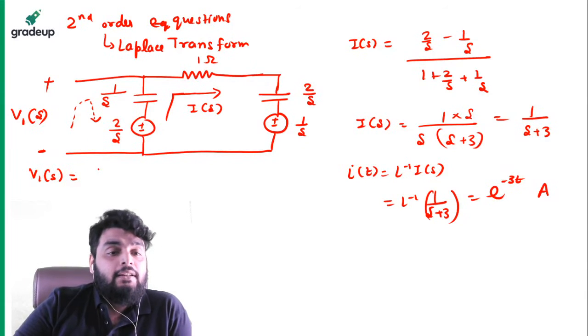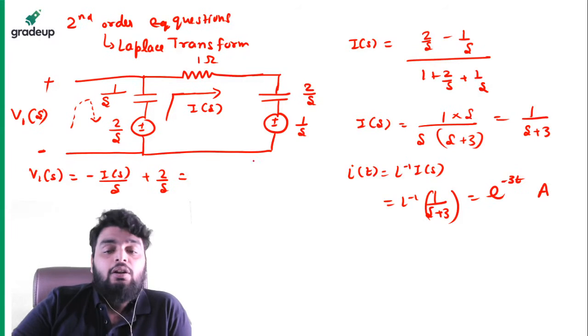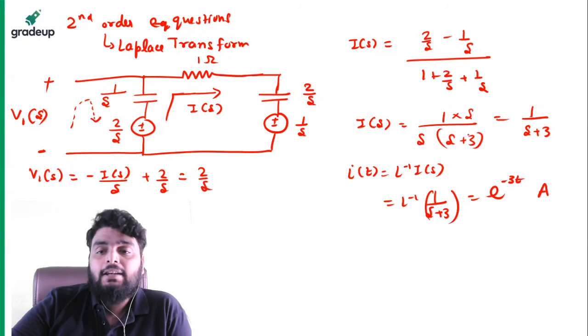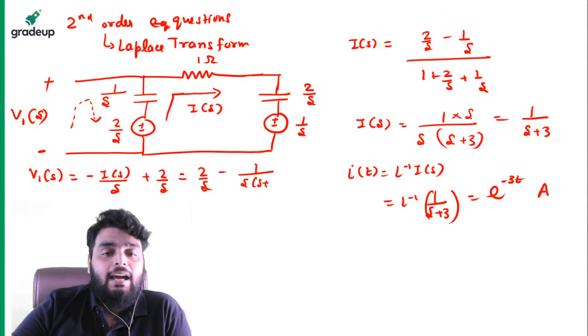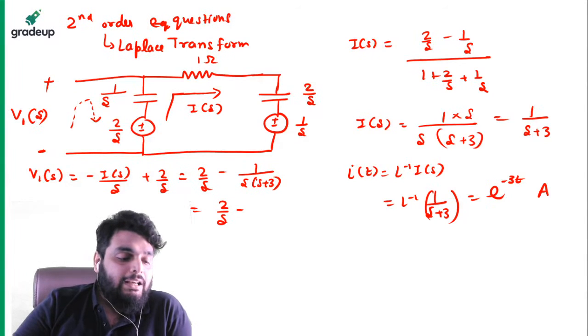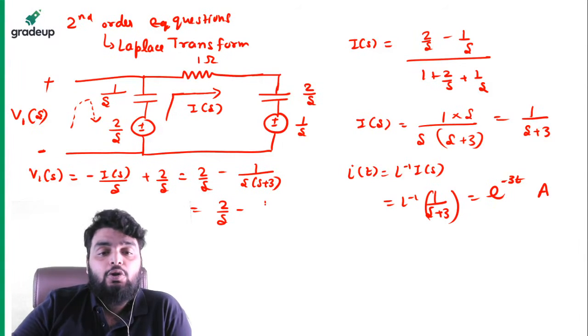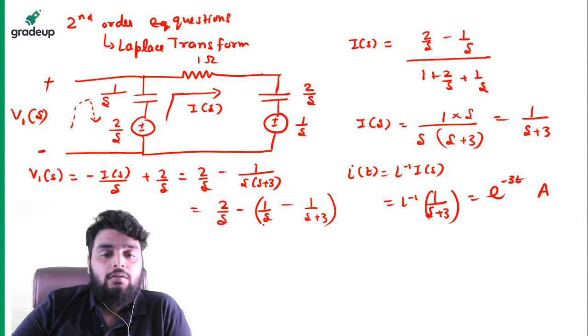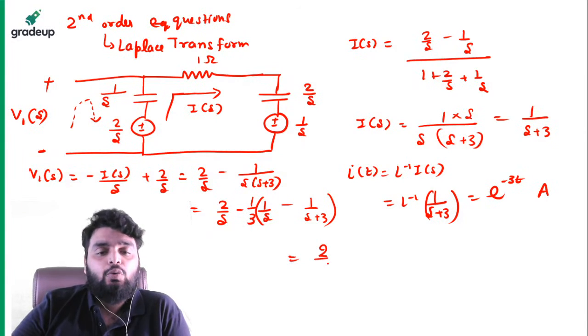You will see V1s is equal to minus IS multiplied by S plus 2 by S. So what is IS? IS is 1 upon S plus 3. So it comes out 1 minus S divided by S plus 3. Okay. It will come out 2 by S minus. Now apply the partial fraction here. So when you apply the partial fraction, you can write this like this, 1 by 3. Okay. Now after that, I just have to solve that.